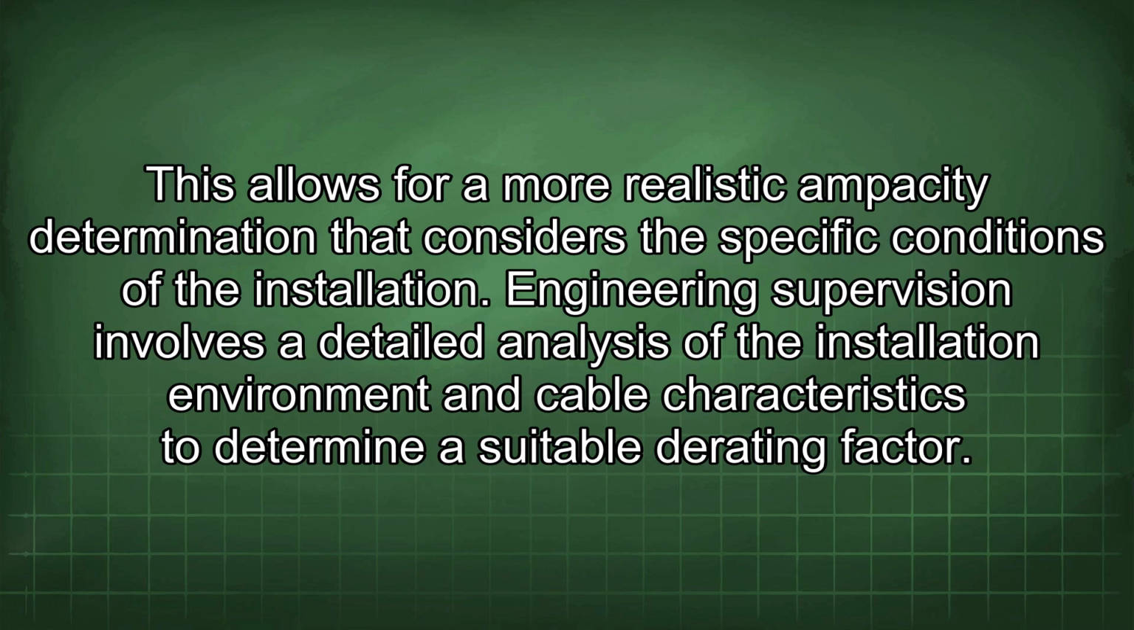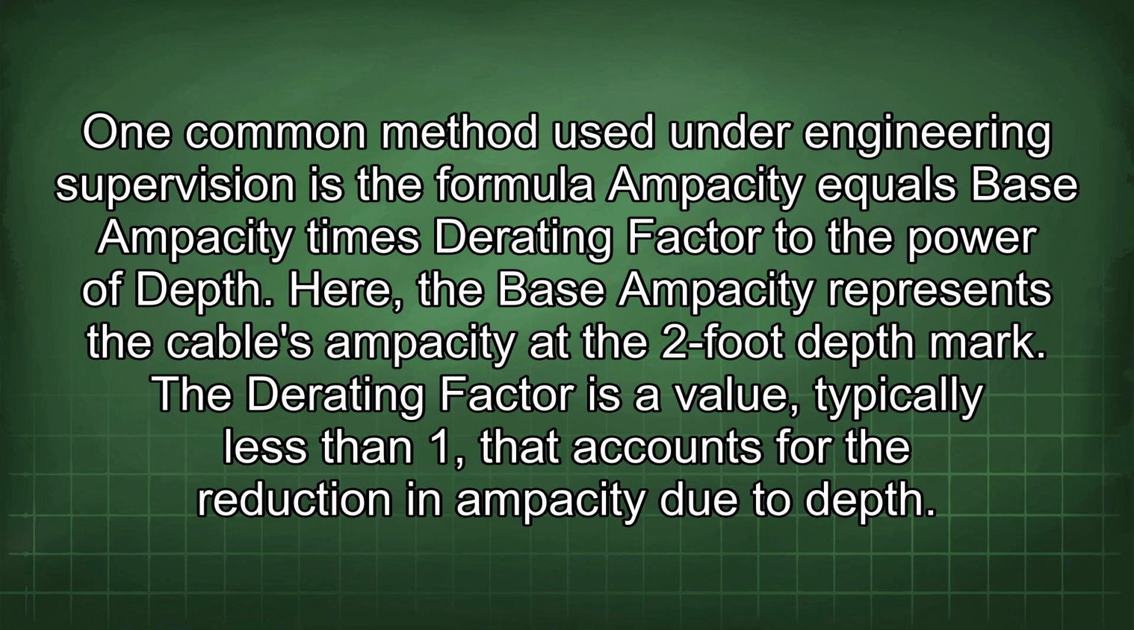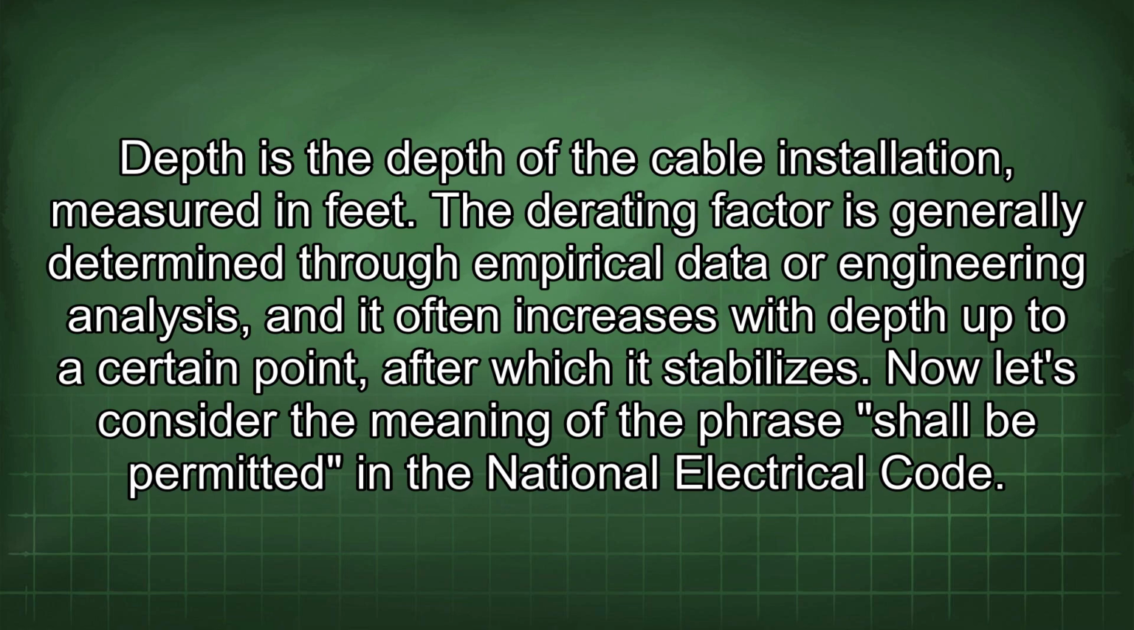Engineering supervision involves a detailed analysis of the installation environment and cable characteristics to determine a suitable derating factor. One common method used under engineering supervision is the formula ampacity equals base ampacity times derating factor to the power of depth. Here, the base ampacity represents the cable's ampacity at the 2-foot depth mark. The derating factor is a value, typically less than 1, that accounts for the reduction in ampacity due to depth. Depth is the depth of the cable installation measured in feet. The derating factor is generally determined through empirical data or engineering analysis, and it often increases with depth up to a certain point, after which it stabilizes.